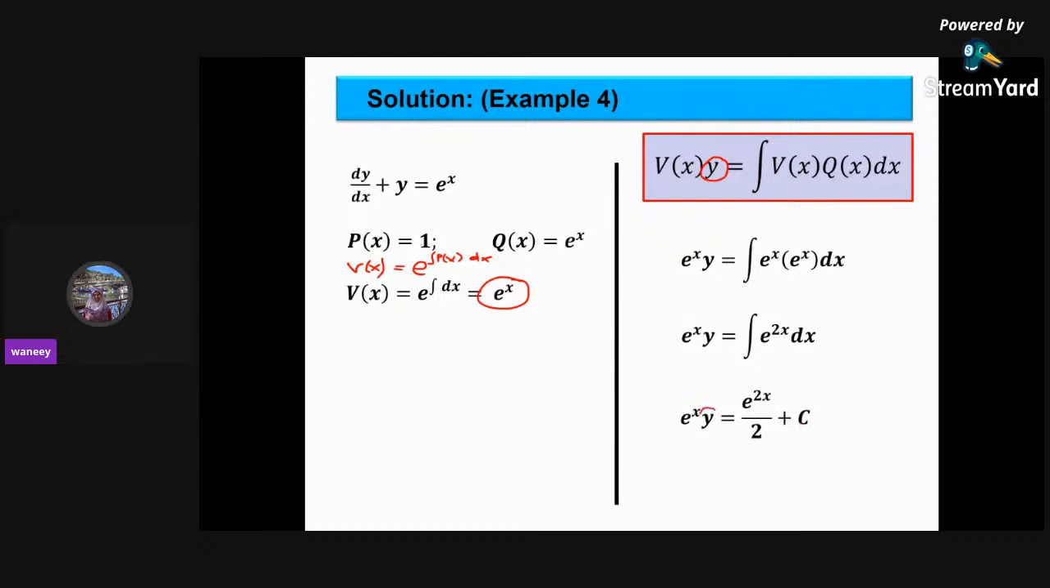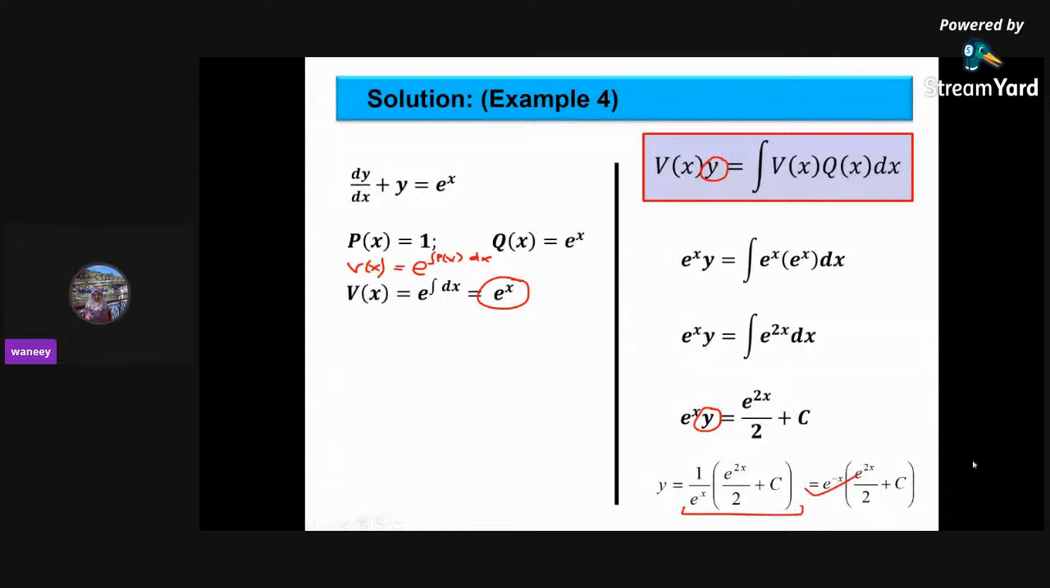And then of course we can have y as the subject. So it will become 1 over e to the power of x multiply with E2x over 2 plus c. Of course, you can also bring them up as e to the power of negative x. So that is fine as well. Either one, any one is fine, but I think this one is easier, just do it in the form of division.